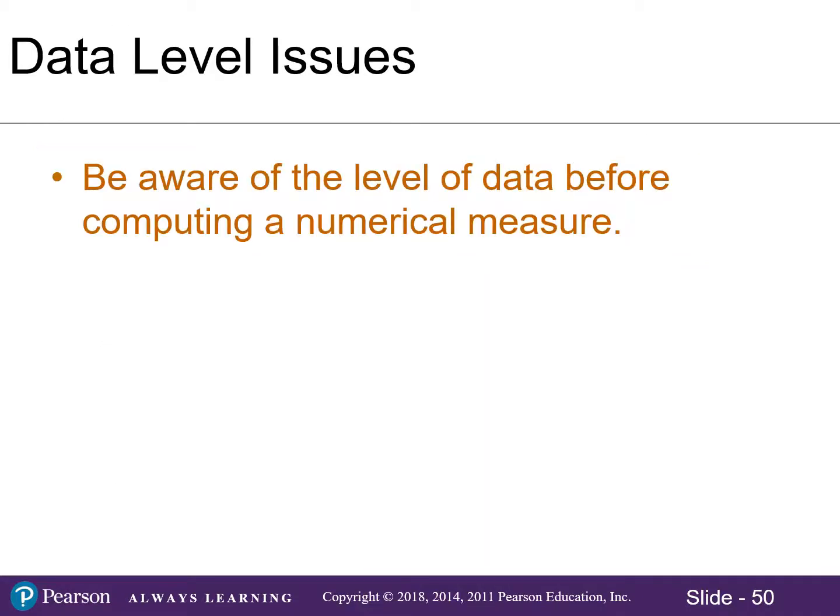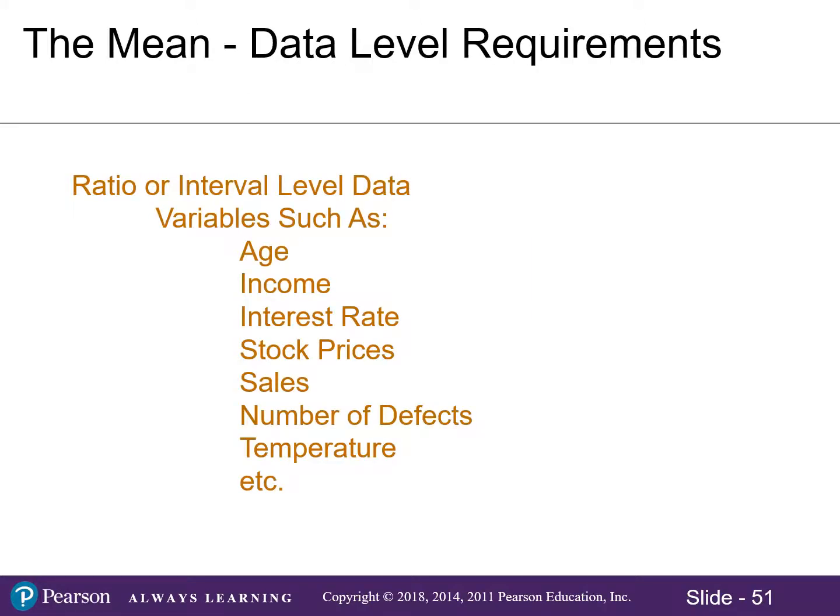All right. Beware of levels of data before computing your numerical measures. Why am I bringing this up? Well, because you can't really do the mean of something that's qualitative because it doesn't have units. What do I mean by that? Well, you can really only do the mean of interval or ratio level data. So age, income, sales, temperature, these types of items, things that have units and either have a true zero or not, but have some sort of scale or order to them.